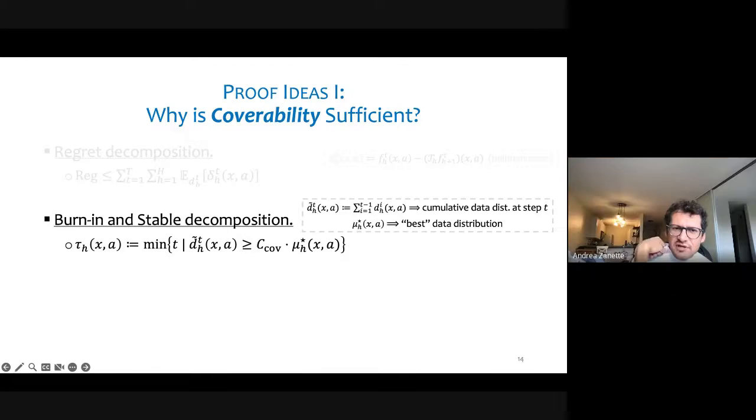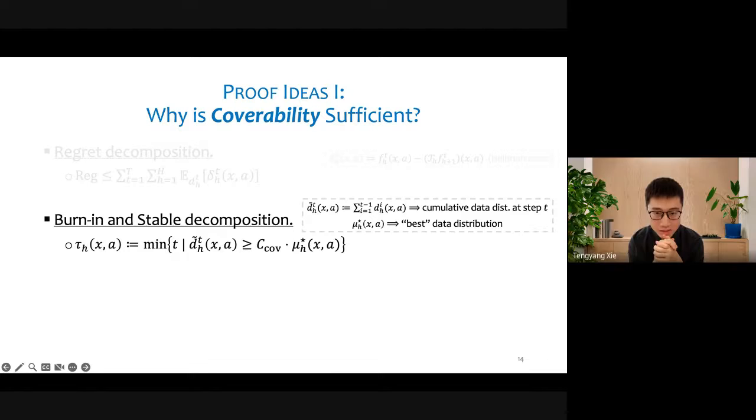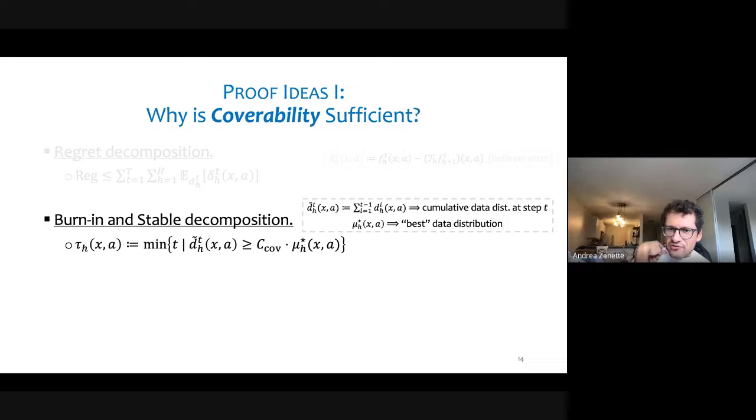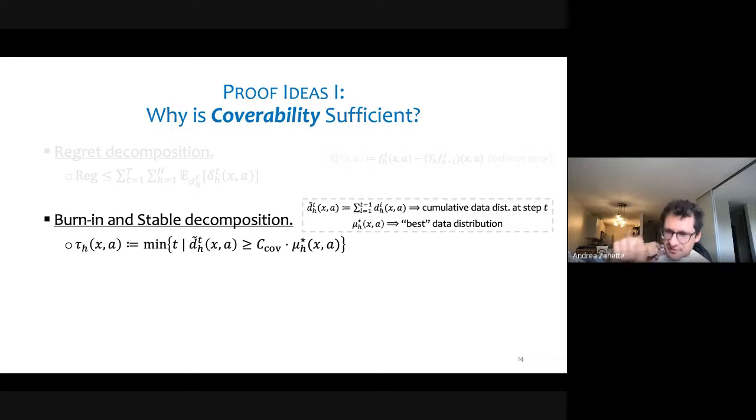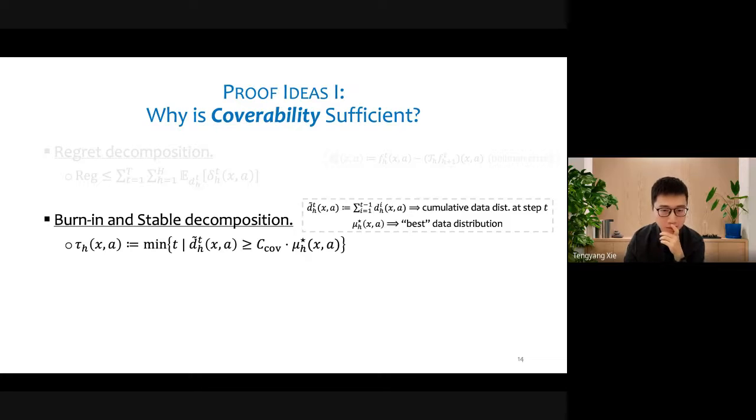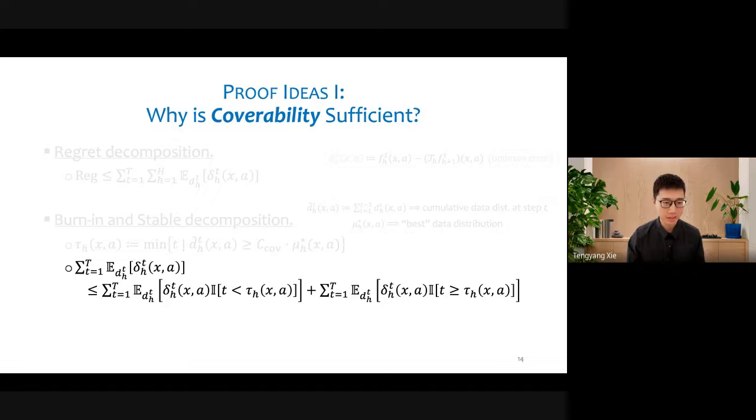Okay. So Tengyang, mu star is the one that minimizes concentrability, right? Yes. The worst case concentrability. Yeah. Best case. Yeah, the best distribution. Yes. Okay.